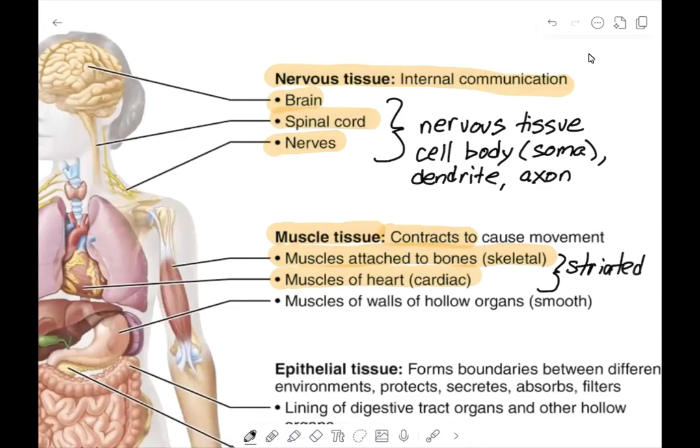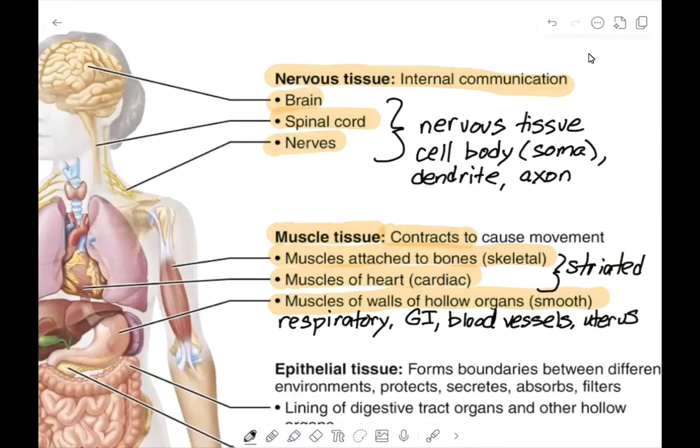The third type of muscle is called smooth muscle, and it's going to be in parts of the body like the respiratory system, the digestive system, blood vessels, also in parts of the reproductive system, specifically the female reproductive system. So the lining of the uterus contains smooth muscle.